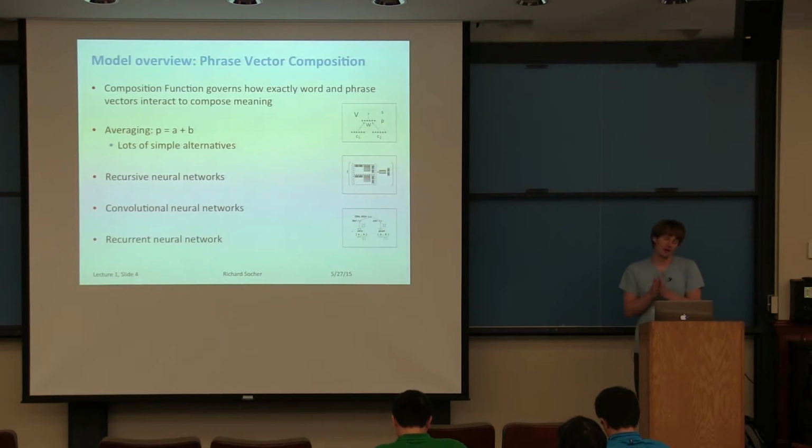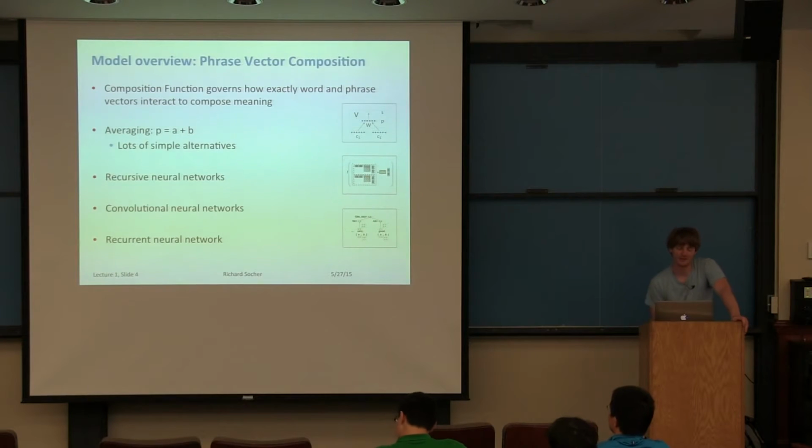All right, so now phrase vector computation. We have your word vectors. Usually we don't care about just classifying a single word without a context, right? And so we basically looked at a bunch of different composition functions which govern how exactly the word and phrase vectors interact to compose the meaning, or in our case, the meaning vector of the longer phrase. And one thing we haven't really discussed that much, but is actually also a useful alternative you should know about, is just averaging.